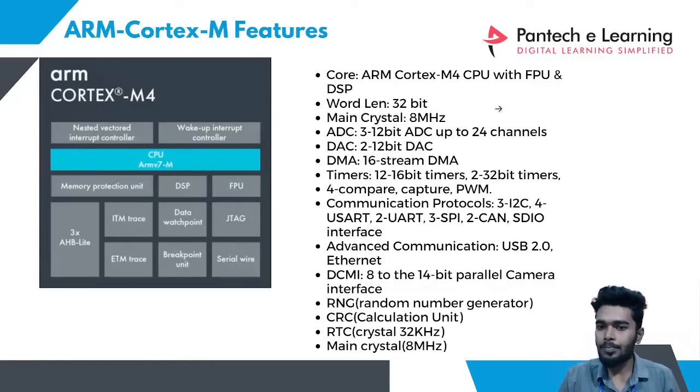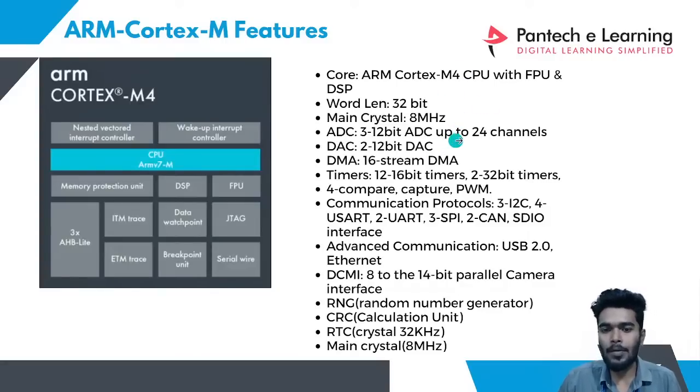It is running in the M4 CPU with floating point unit and digital signal processing. So what is word length? Word length means the microcontroller can write and read the data in 32 bit of word length. So that is what word length is. So the word length is 32 bit.